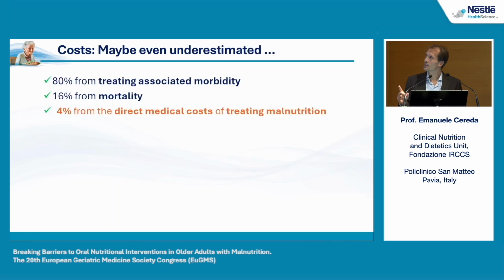Even more important, the costs that we looked at are mainly related to treating the morbidity and not depending on the money invested for treating malnutrition, approximately 5%. That is to say that most of the costs are not related to nutritional intervention. So it is something that can be implemented in a very cost-effective way.